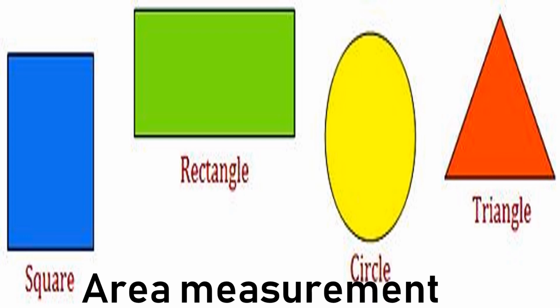Two-dimensional means, see these images: the square, rectangle, circle, and triangle. For finding the area, we need only the two dimensions, length and breadth. If I say draw a square, they will give only the length and breadth, is it, children? Rectangle means only length and breadth. So that is why we call it a two-dimensional shape.